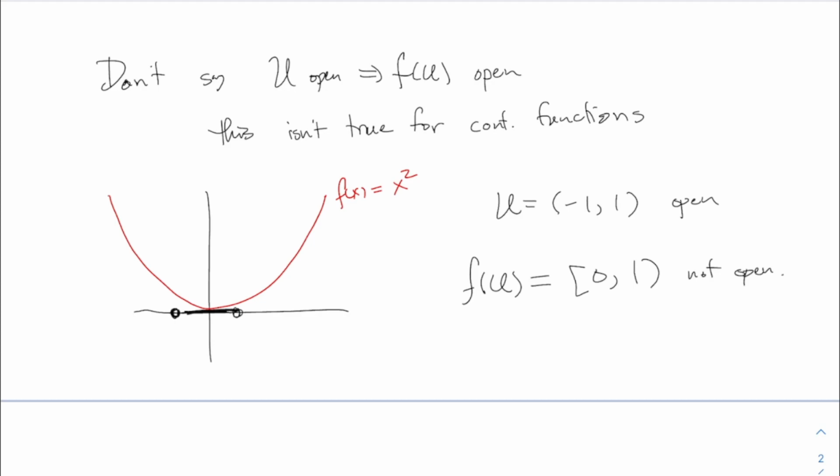So U being open implies f of U is open. That doesn't really mean anything. Actually, there's a name for that, but it's not a continuous function. A function which satisfies this property is called an open map. It means if you start with any open set, the image is also an open set. But that doesn't mean it's continuous. In fact, you can have a discontinuous function which is an open map, and you can have a continuous function which is not an open map. They're just two completely different things.